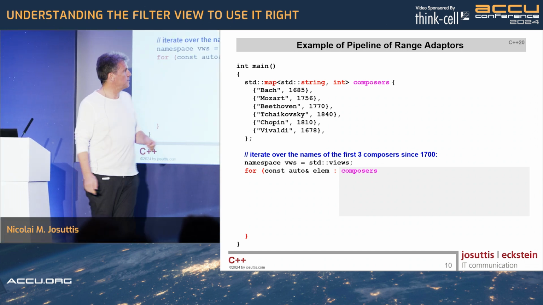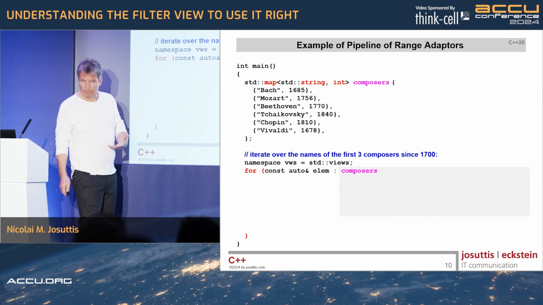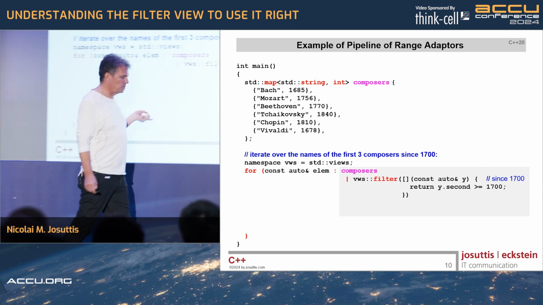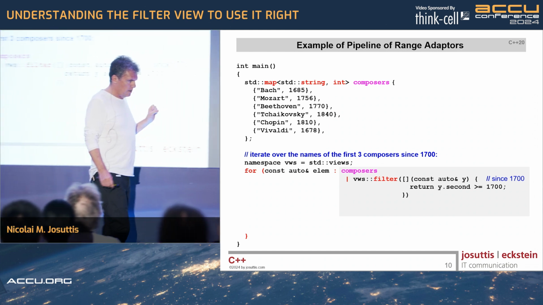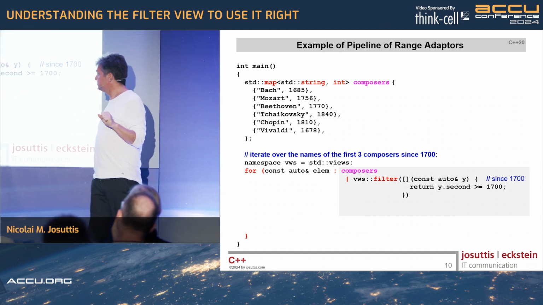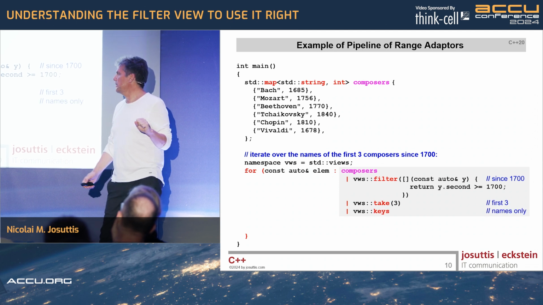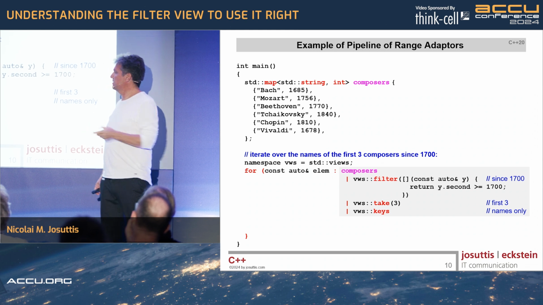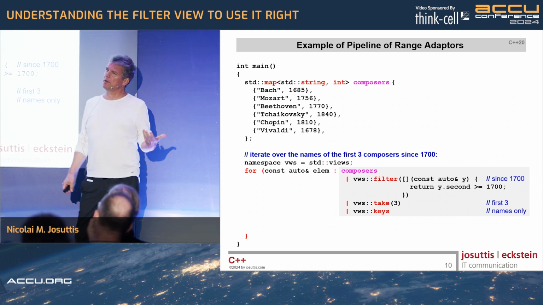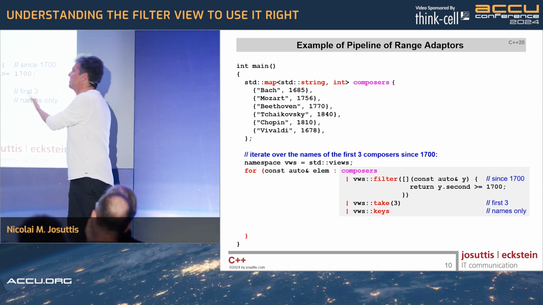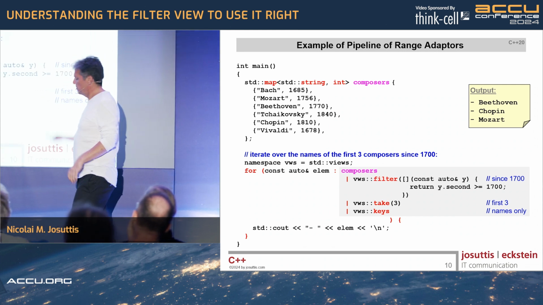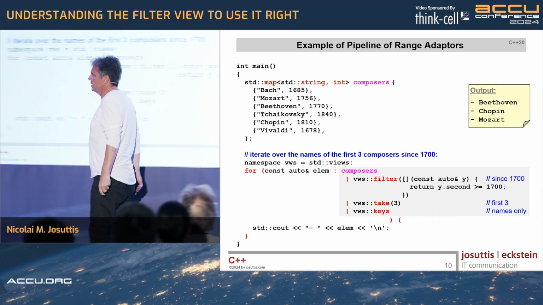Let's iterate over them, but with some views. Let's filter out and only use those who were born after 700. Let's take the first 3 of them, and what we have here in the map is key value pairs. Let's only take the keys, which means we only want to have the names. And that's what we iterate over. And when we print out these elements, these are the corresponding strings, and you see the names here printed out.